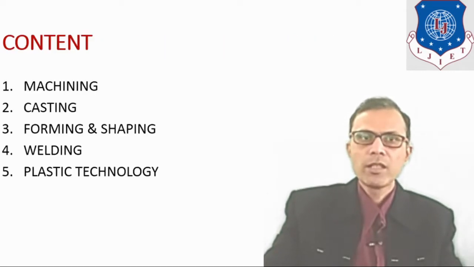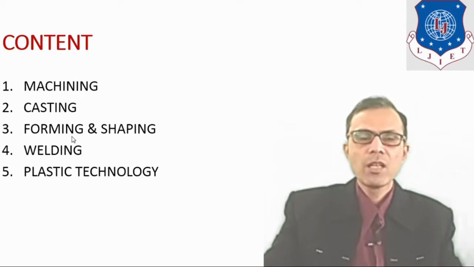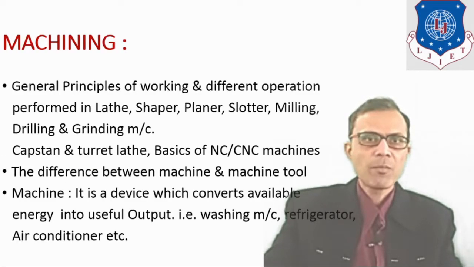Now let's see the content of this subject chapter wise. You have to study 5 chapters in your syllabus, that is machining, casting, forming and shaping, welding and plastic technology. Now let's see the chapter of machining. In this chapter, you have to study different types of machine tools, their construction, working, and the commonly performed operations on these machine tools. For example, lathe machine, shaper machine, milling machine, grinding machine, drilling machine, etc.